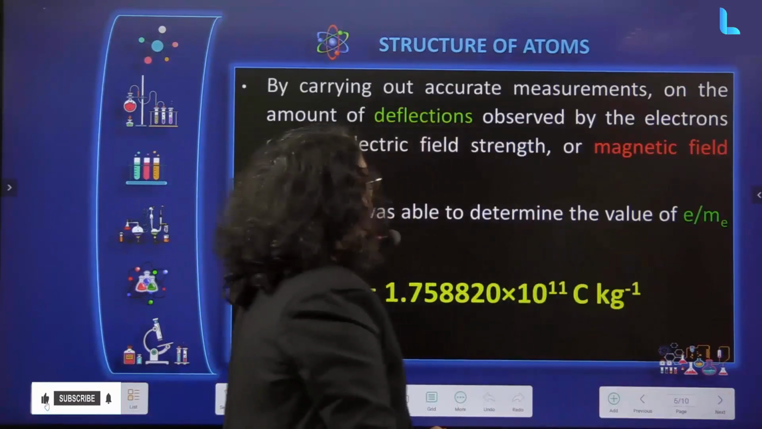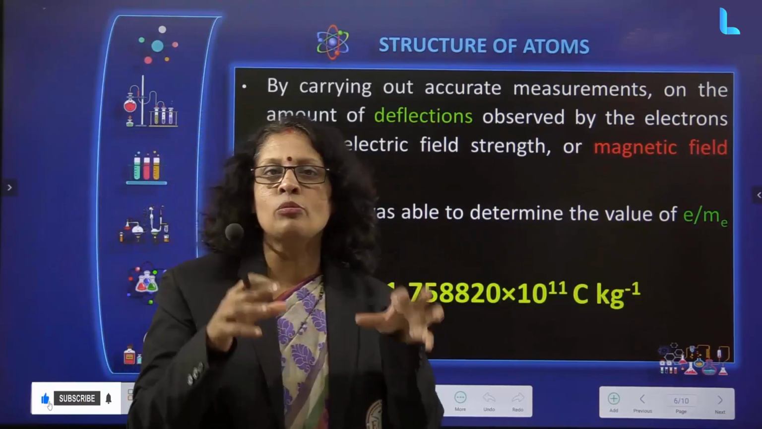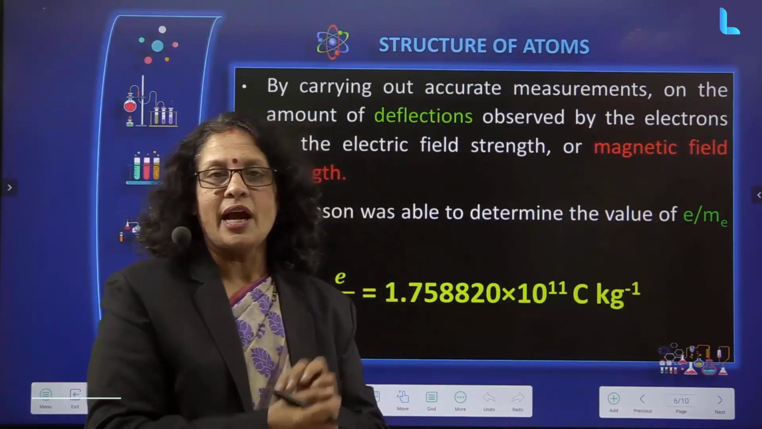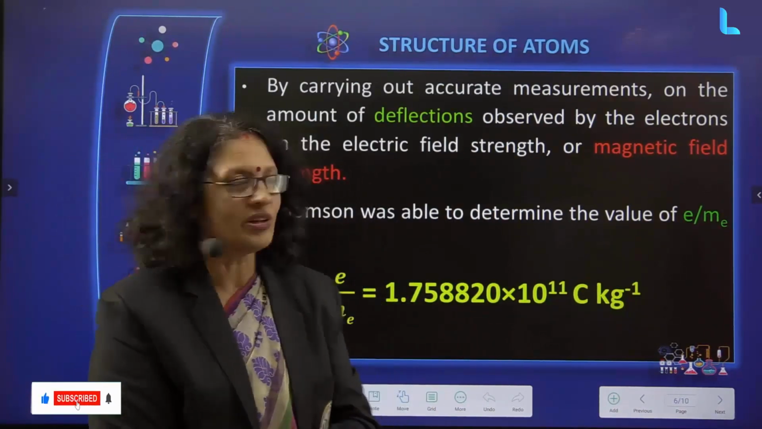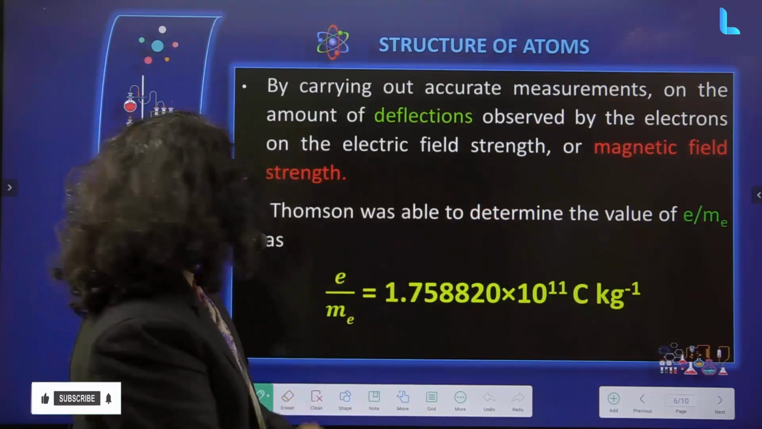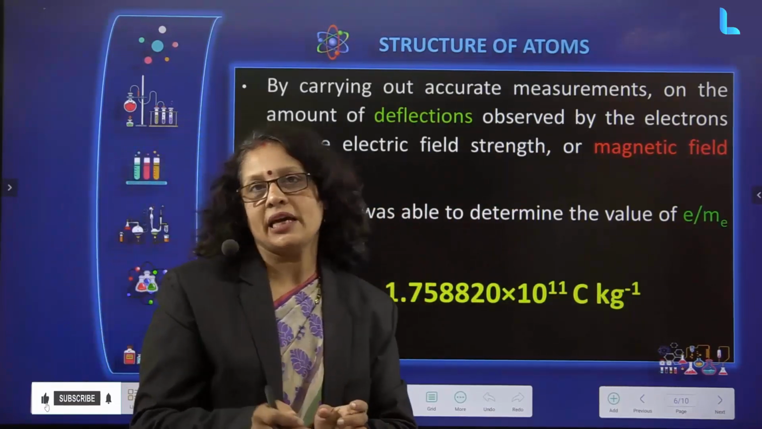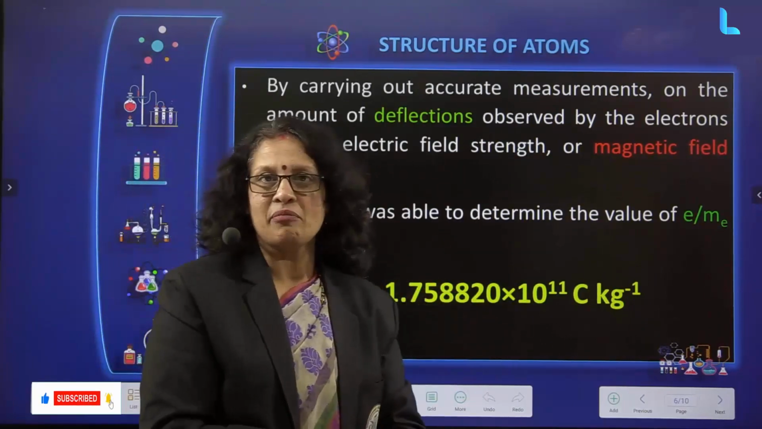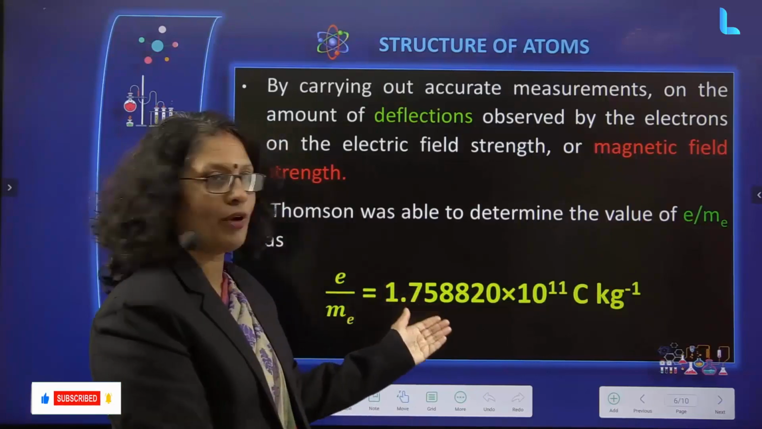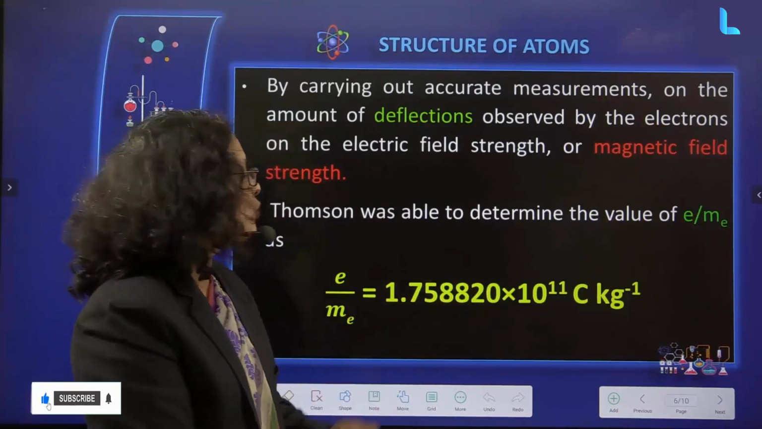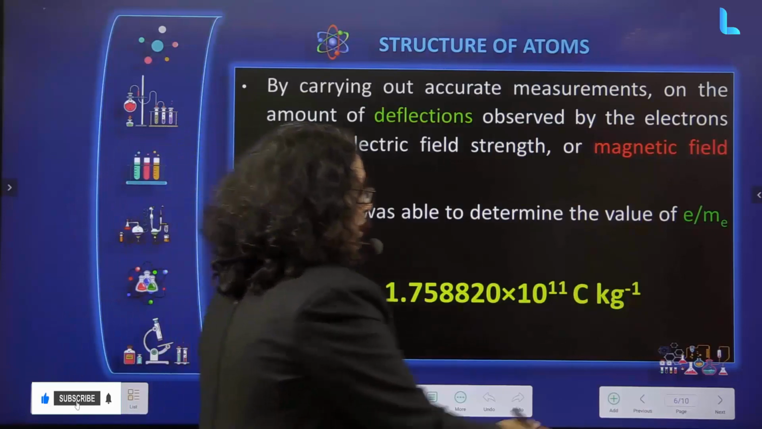Now let us see, by carrying out accurate measurements of the amount of deflection, how much deflection is taking place at A point, B point or C point, or a different set of experiments also, depending on the electric field strength or the magnetic field strength. Thomson was able to determine the value of e by m. e is charge and m is mass. So the charge by mass ratio given by Thomson is 1.758820 into 10 power 11 coulombs per kg.